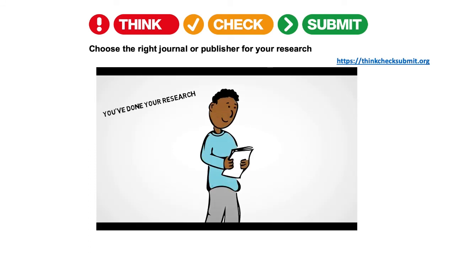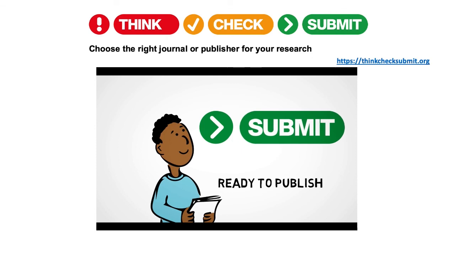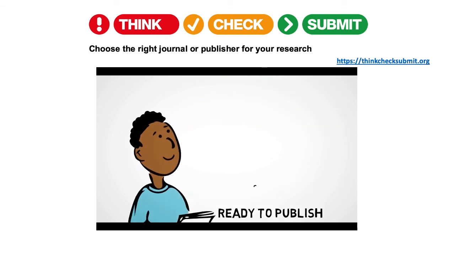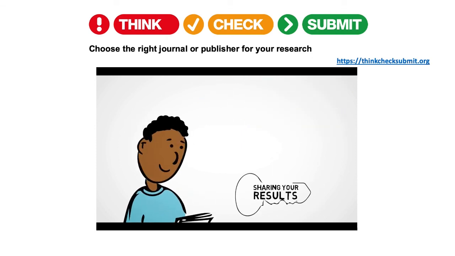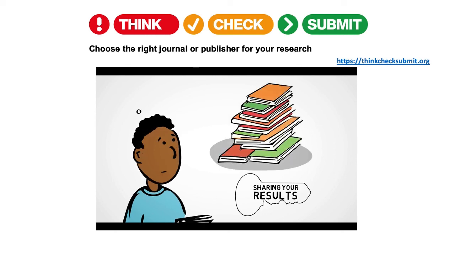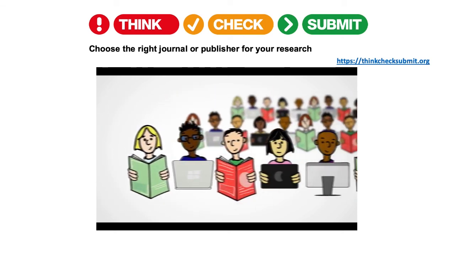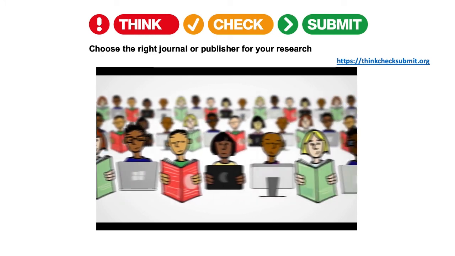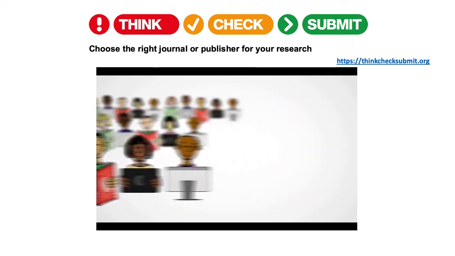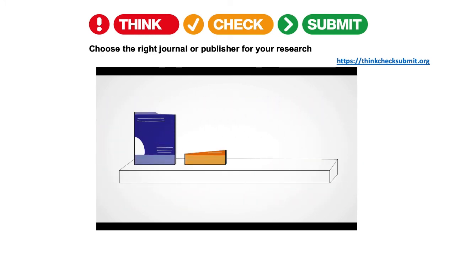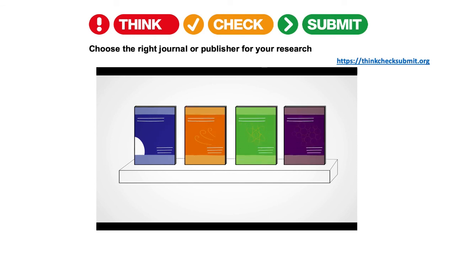You've done your research and are ready to publish. Sharing your results with the world is key to the progress of your discipline and to your career. Publishing your work with an untrustworthy journal has the potential to damage your career. With the number of journals growing at around 3.5% annually, and almost 1,000 new journals launching in 2014 alone, how can you choose a trusted journal for your research?